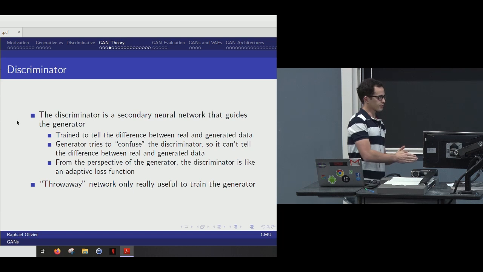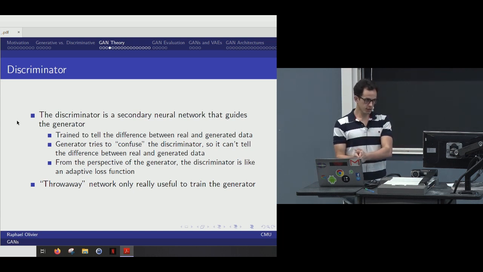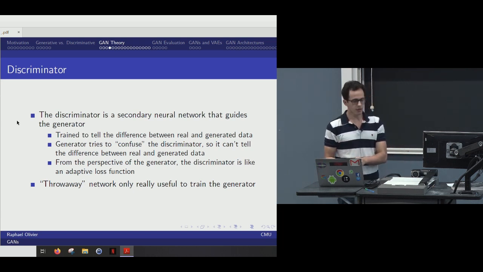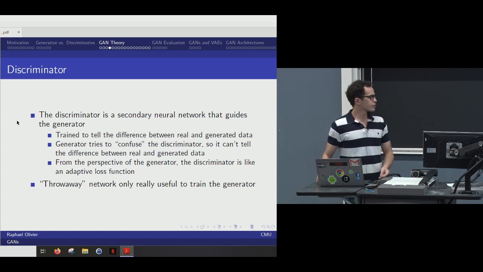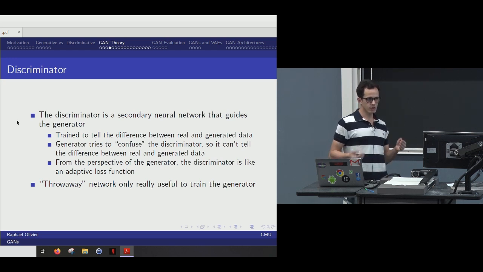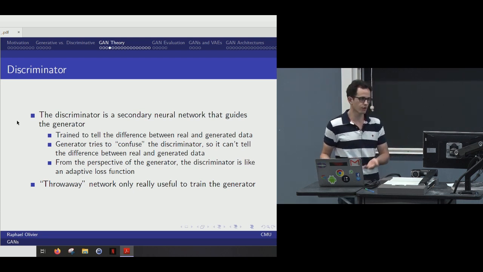But from the perspective of the generator, the discriminator is a loss function. An adaptive loss function, because it evolves along with you training the generator. The discriminator after training is pretty much useless usually. Its only job is to guide the training wheels, guide the generator up to where you want to go. But once you're there, it's only the generator that you care about. It's the only one you need to generate stuff.